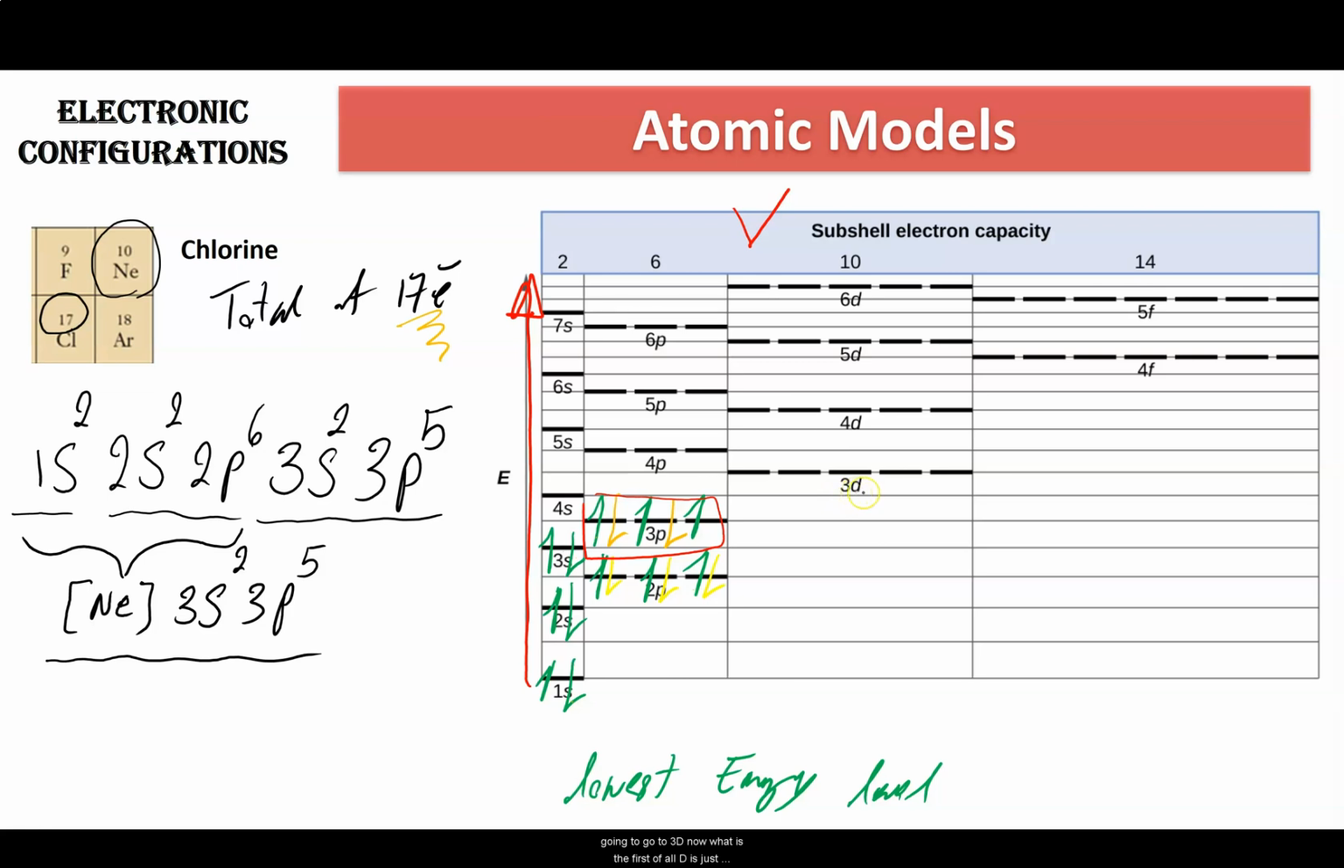Now, what is d? First of all, d is just another room, very much like p and s. Let me place them in order. You have the s orbital, the p orbital, then the d orbital, then the f orbital. These are simply different rooms within different floors, but their energy levels are not always continuous and consistent with one another.